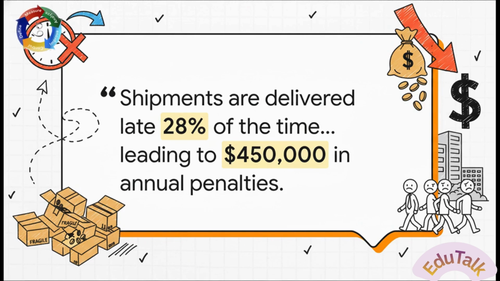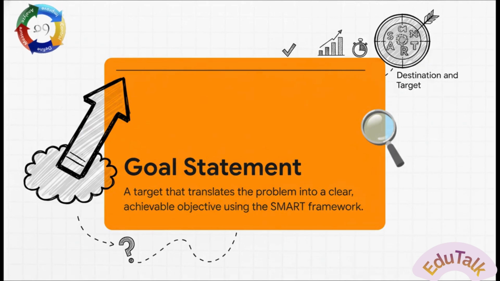Late shipments. How much? A whopping 28% of the time. And the impact, a massive $450,000 in penalties, plus losing customers. There's zero ambiguity here. You read that and you know, okay, this is a problem worth solving. So, once you've defined the problem, you've got to define the destination.